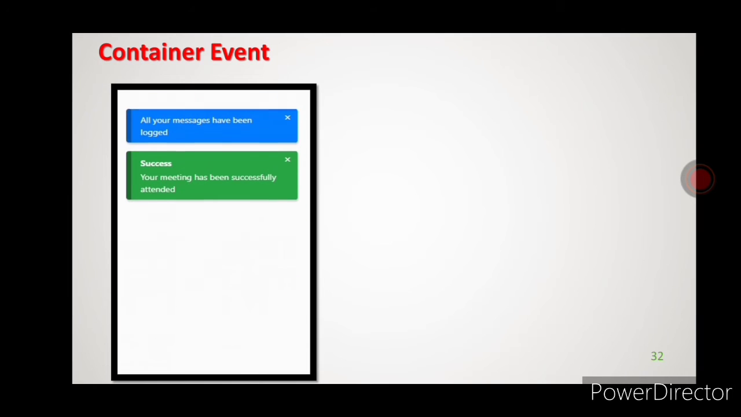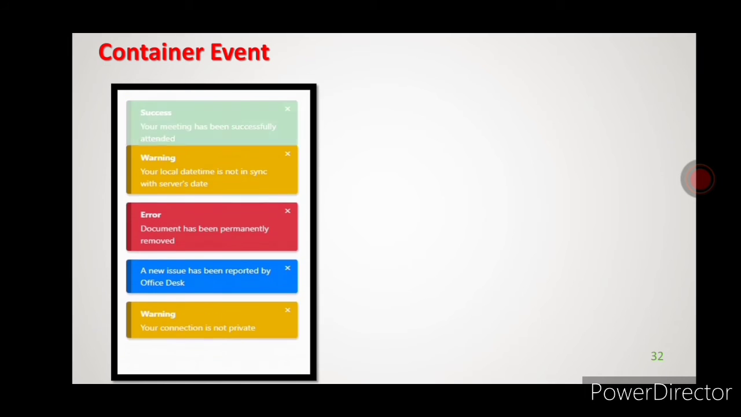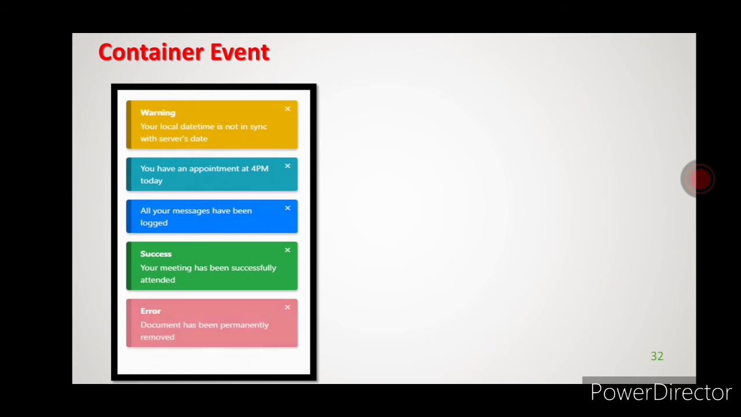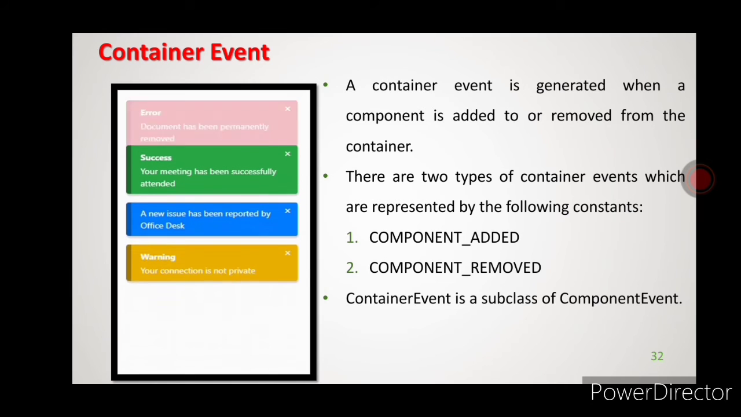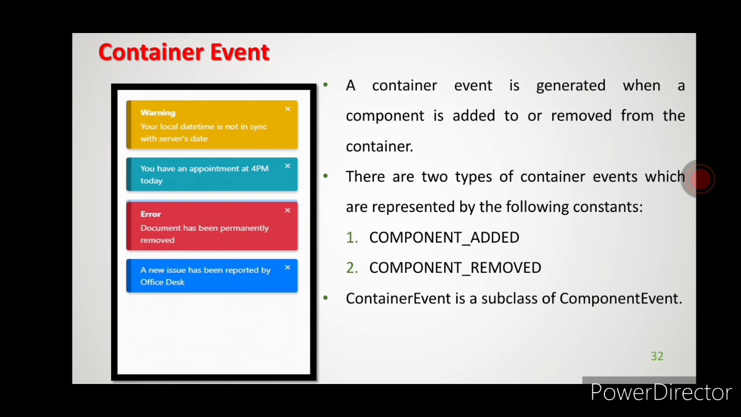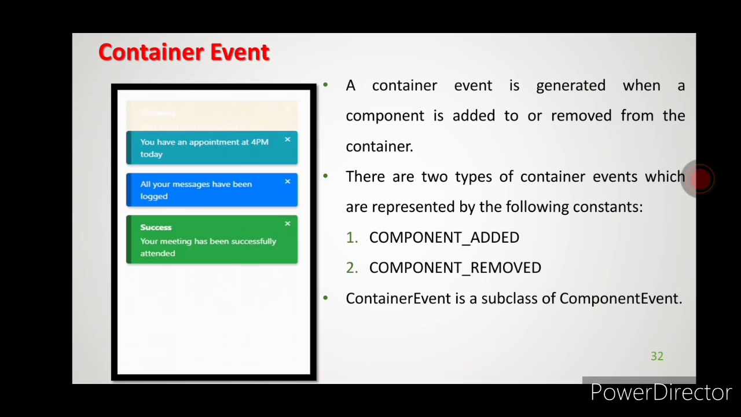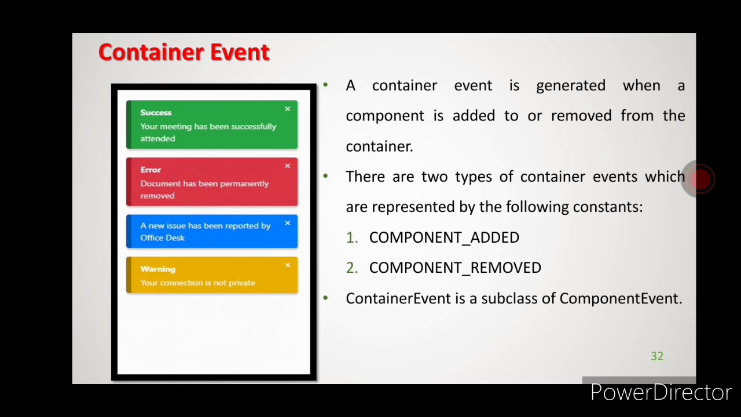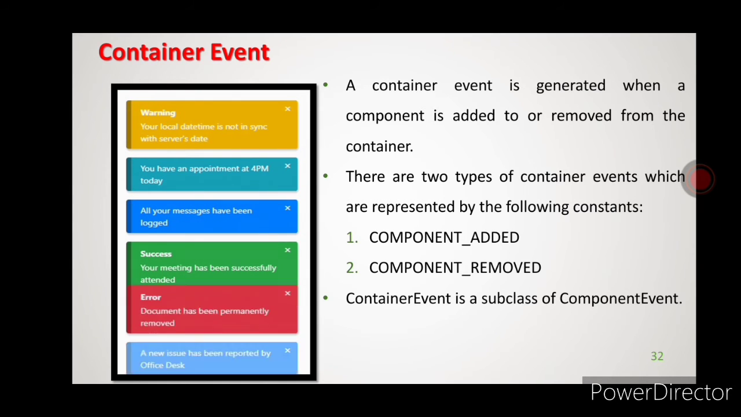Okay, and that black color rectangle box, we can call that a container. In that container we can add components or we can remove components from the container. A container event is generated when a component is added or removed from the container. Okay, are you seeing that image? Some components are being removed and some components are being added. In this case the container event is generated.